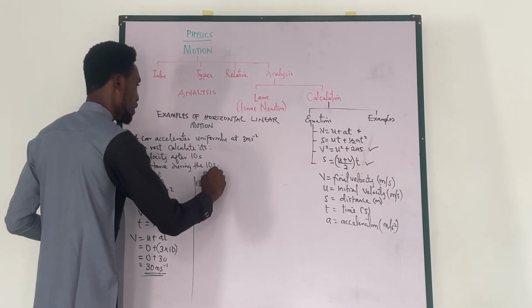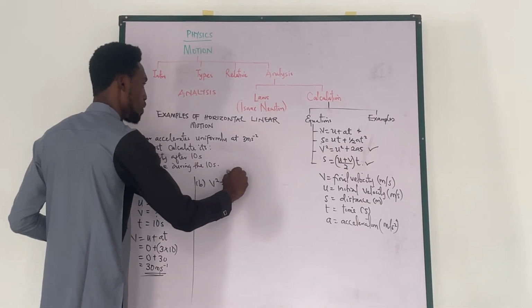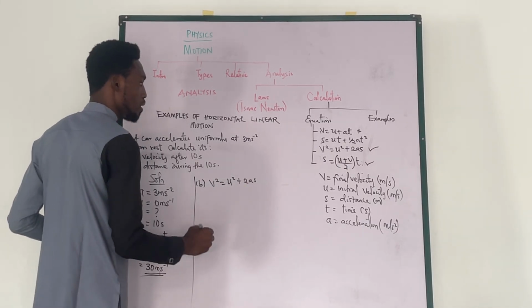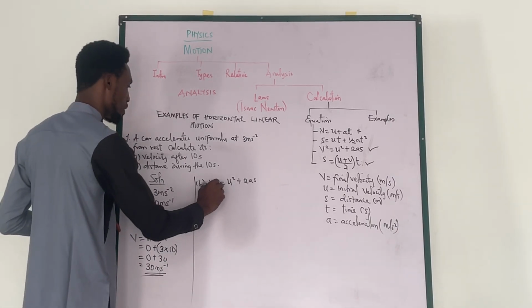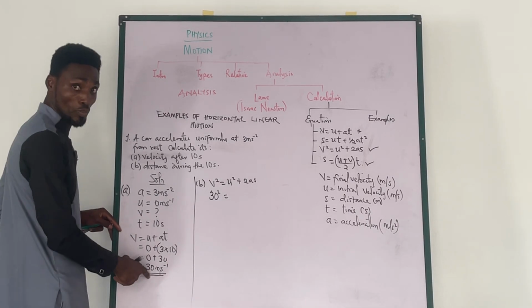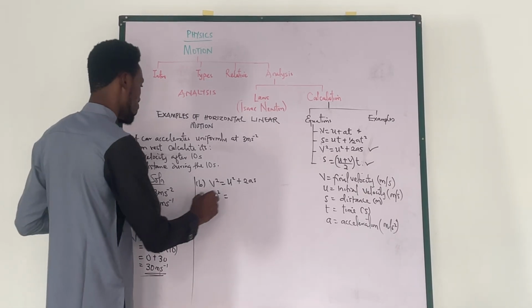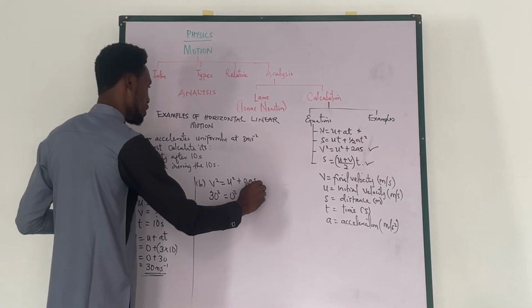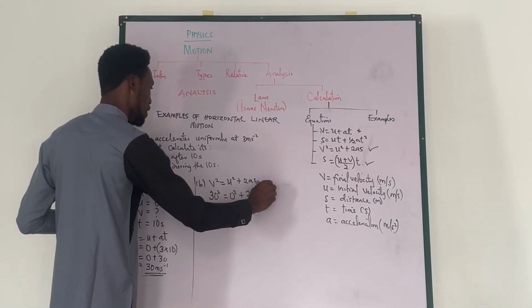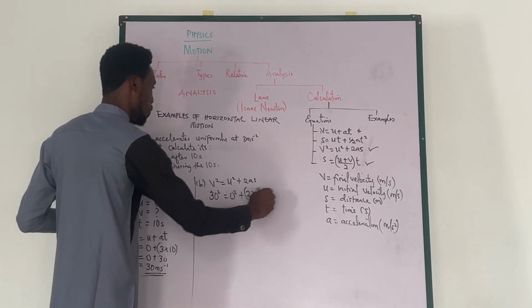Let's say we're using V squared is equal to U squared plus 2AS. What would our answer be? We have V now to be 30 squared, right? That's the V we got here. Then we have our U to be 0 squared. We have 2 times A, which is 3 times S, right?